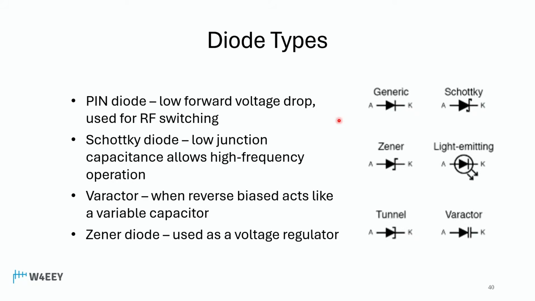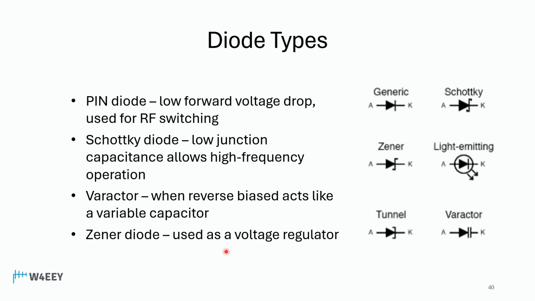Here's some diode types. All kinds of things. When scientists first found out the effects that were created by diodes, they pushed it and pushed it to find out all kinds of other properties. So a PIN diode, and we don't need to know any of this for the pool, has a low forward voltage drop and is used for RF switching. A Schottky diode, which you may have heard of, has low junction capacitance, which allows for high frequency operation. Varactor, we talked about this, when reverse biased acts like a variable capacitor.